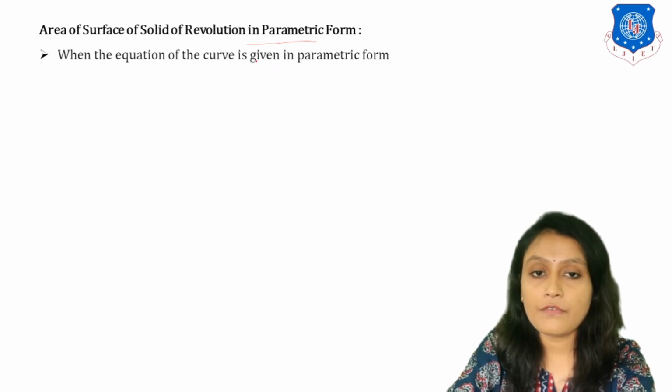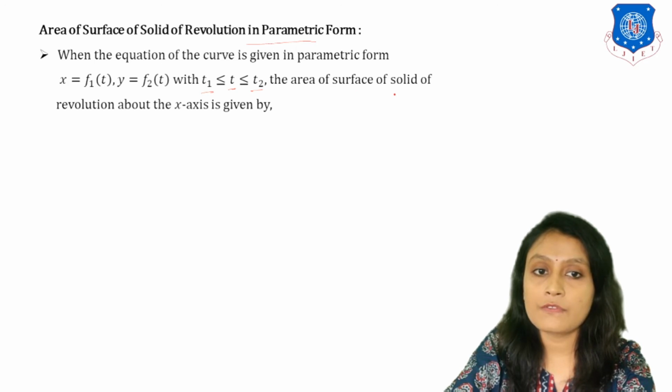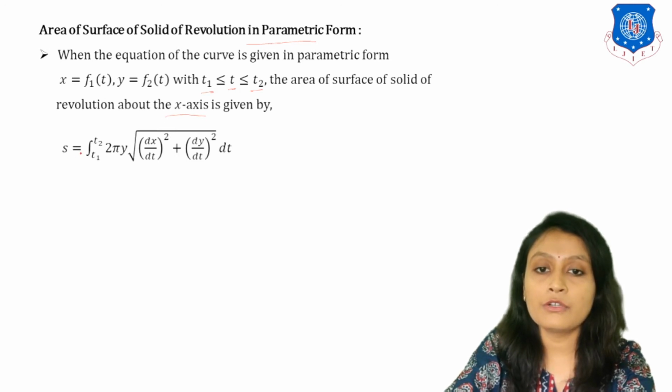So when the equation of the curve is given in parametric form, that is x equals f1 of t, y equals f2 of t, and this t is between t1 and t2, the area of surface of solid of revolution about the x-axis is given by S equals integration t1 to t2 2 pi y under root (dx by dt) whole square plus (dy by dt) whole square dt.